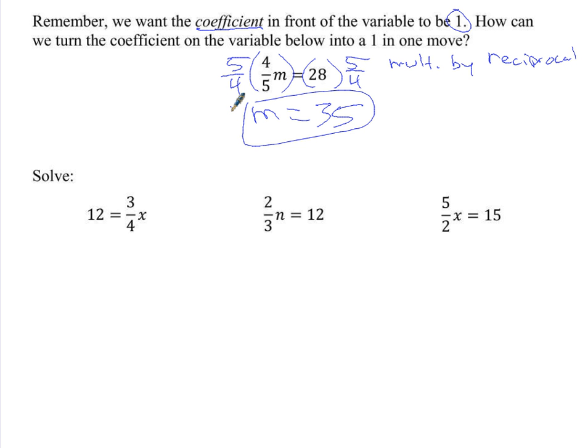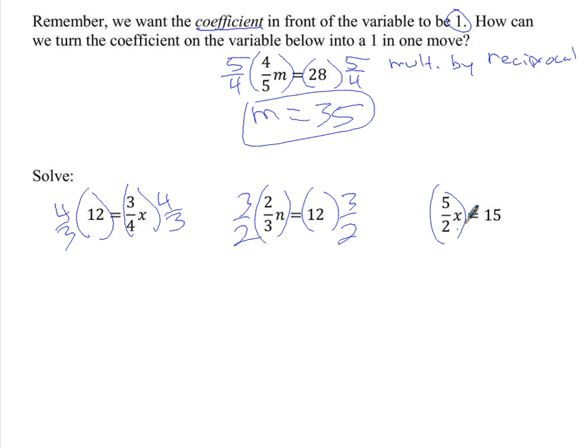So on this one right here, I'm going to multiply both sides by 4/3. On this one, I'm going to multiply both sides by 3/2. And on the last one, I'm going to multiply both sides by 2/5. And that's how you do those problems. Of course, now we want to simplify them down. We get x over here equals 16 on this one. We get n here equals 18 on this one. And we get x here equals 6 on the last one.